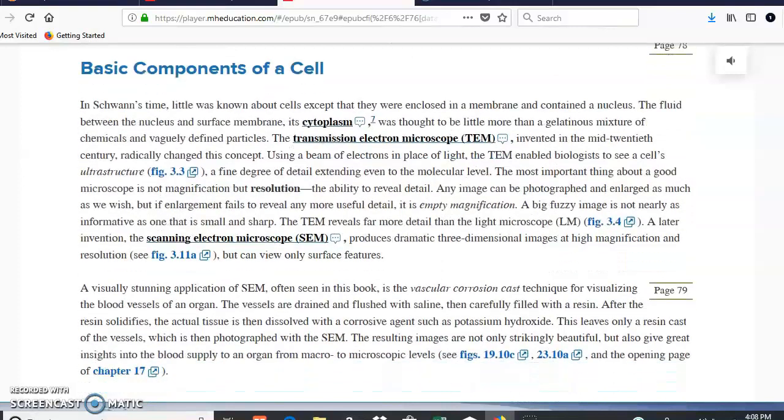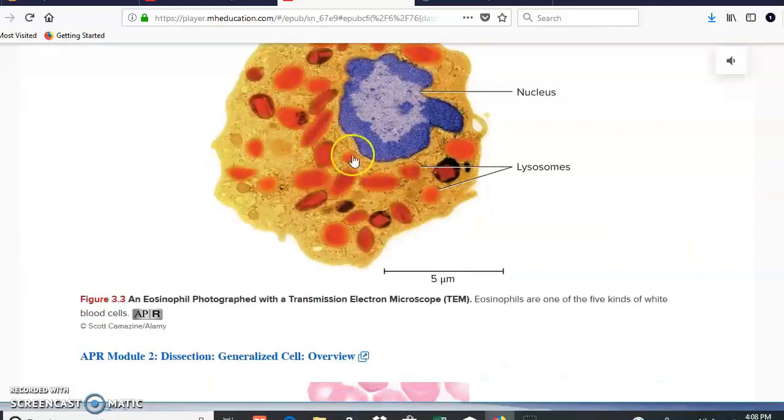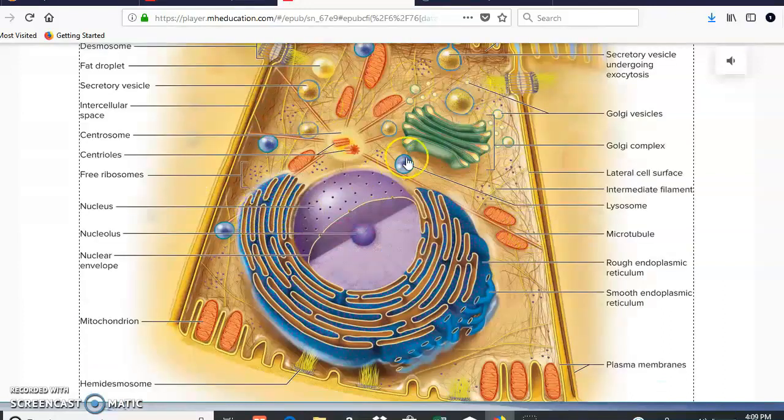Basic components of a cell. We can look at that in this figure where you have the cell right here and what it's composed of. Then you're going to see the Golgi complex. You're going to have mitochondria right here. You're going to have microtubules, which are these lines, a smooth endoplasmic reticulum, a rough endoplasmic reticulum, centrioles, nucleus.